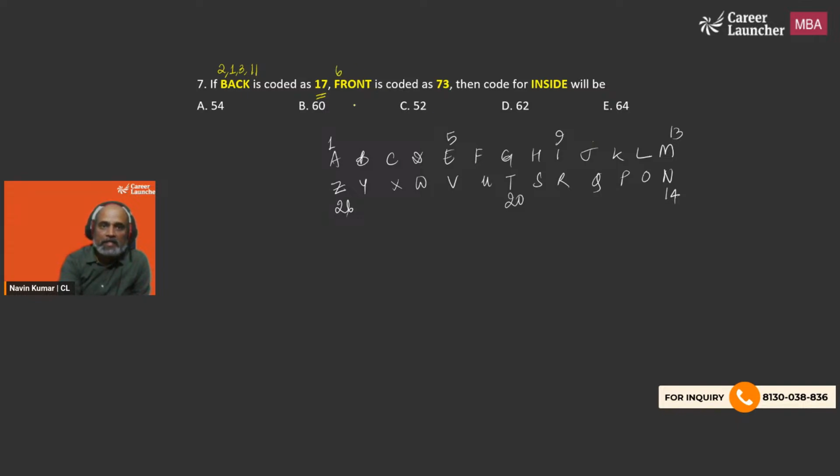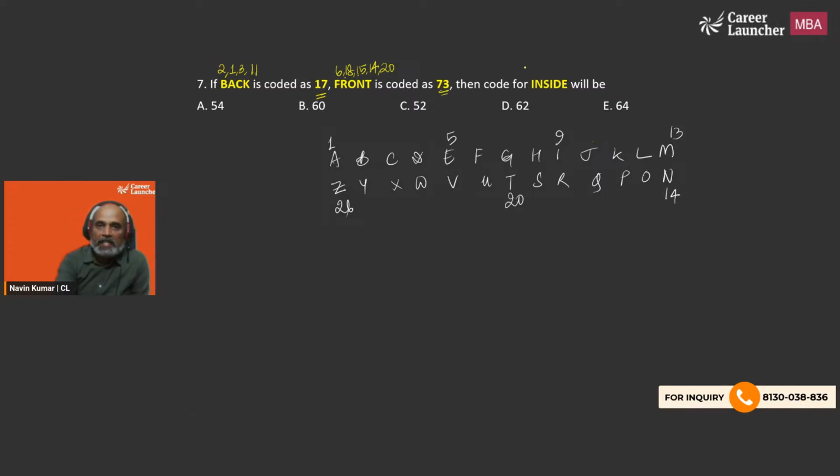F is our 6th letter, R is our 18th letter, O is our 15th letter, N is our 14th letter, and T is our 20th letter. So if I add these, 6 plus 14 is 20, 20 plus 20 is 40, 40 plus 10 is 50, plus 10 is 60, plus 8 plus 5, 13, so 73. So we are actually adding the position of each letter in the English alphabet.